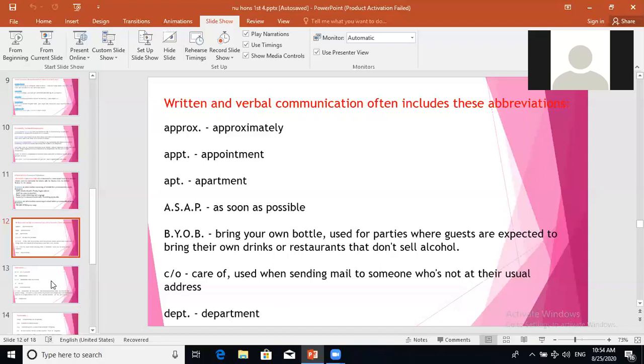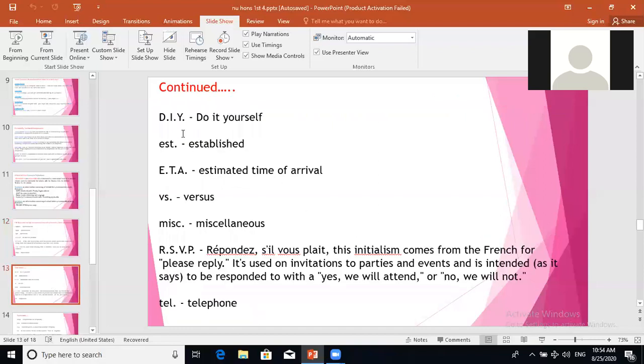Dept means department. Some more. DIY, do it yourself. ETA means estimated time of arrival. VS means versus. Misc. means miscellaneous. Miscellaneous, this word, you should know the spelling of this word.